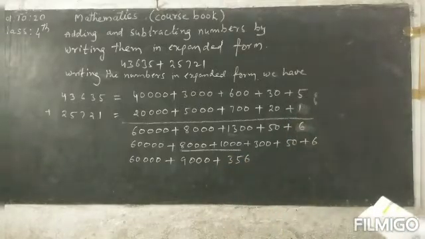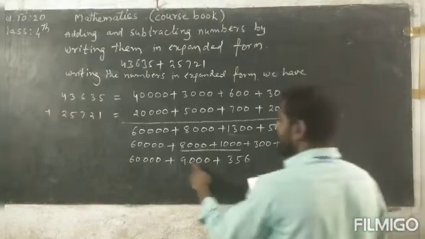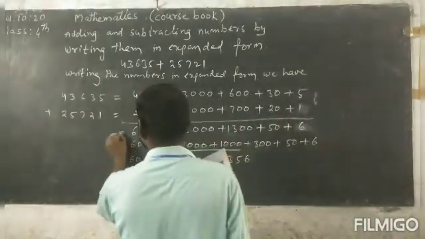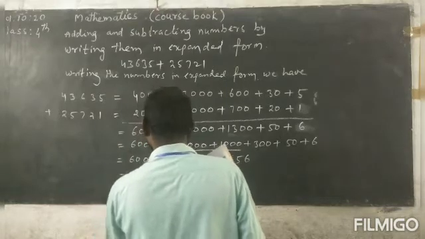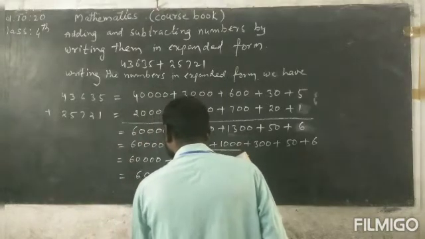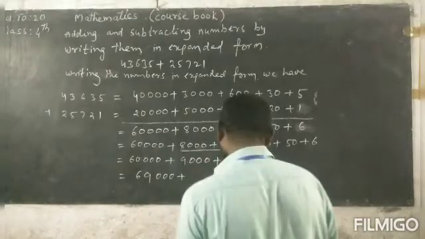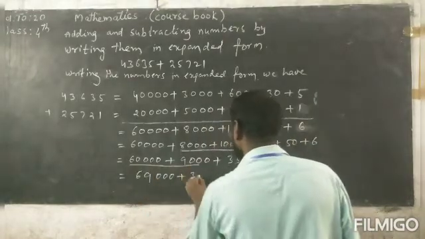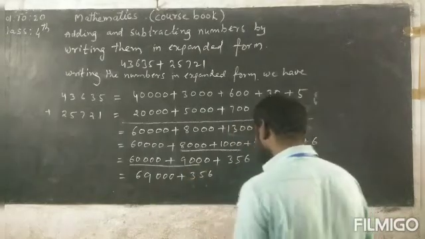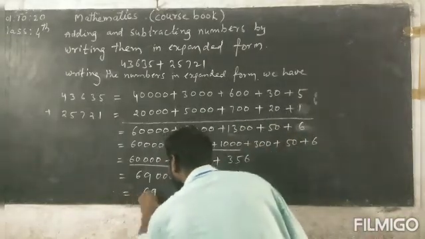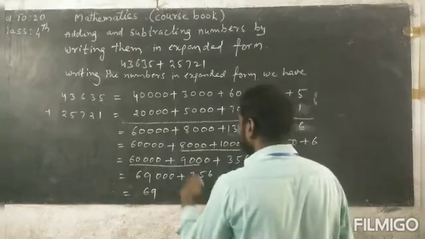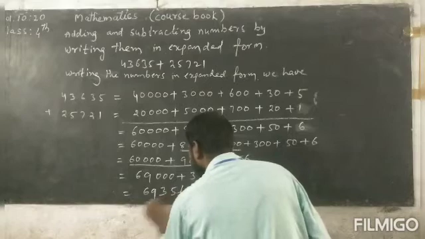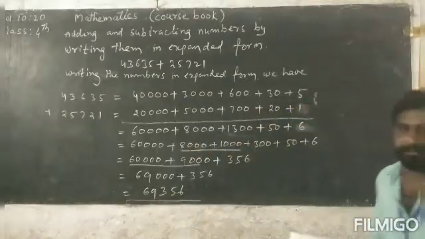Okay. Now next, 9,000 is added to 60,000. So 69,000 plus 300, and you can add these two, 356. The answer is 69,000. So 356 added to it. Then 69,356. That is the answer.